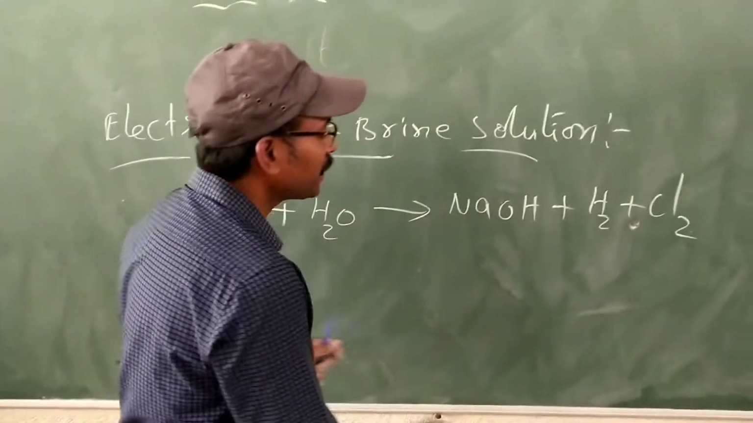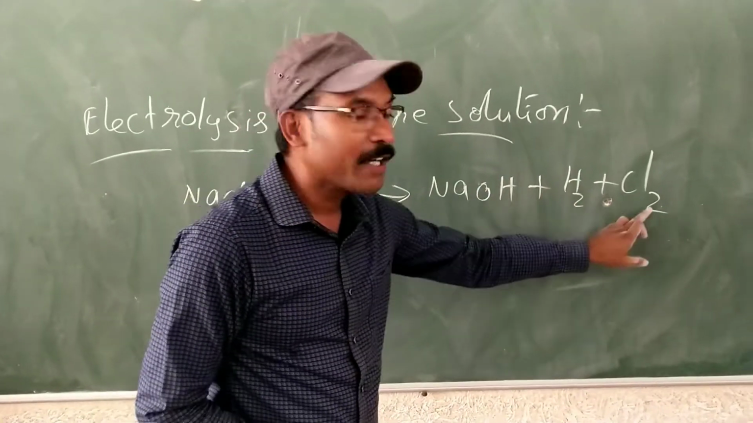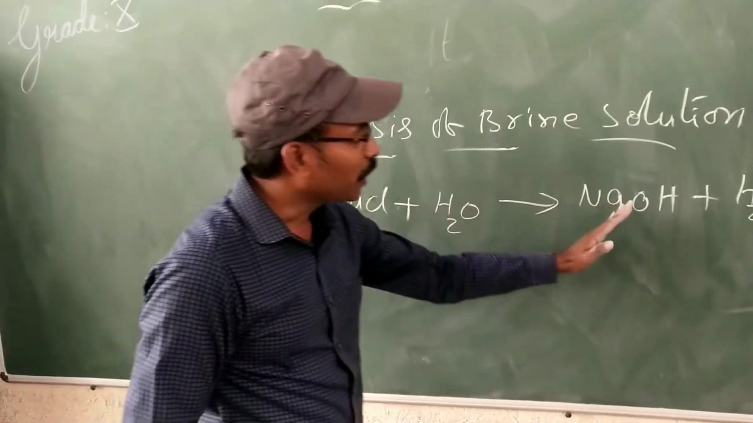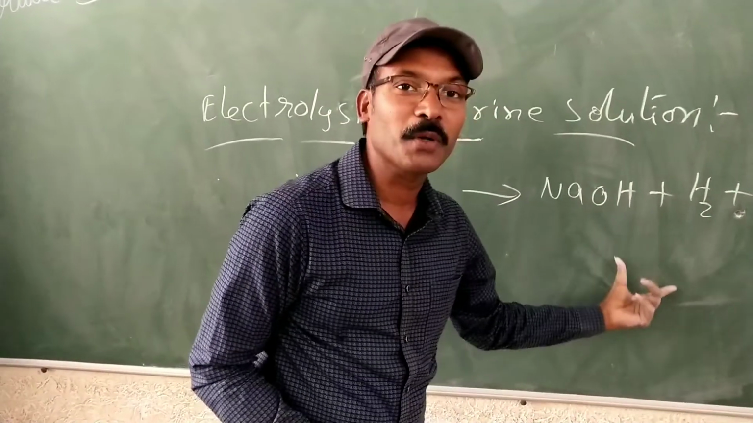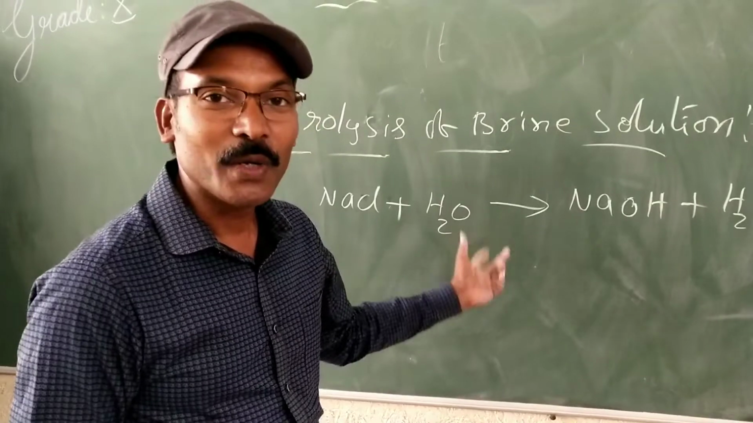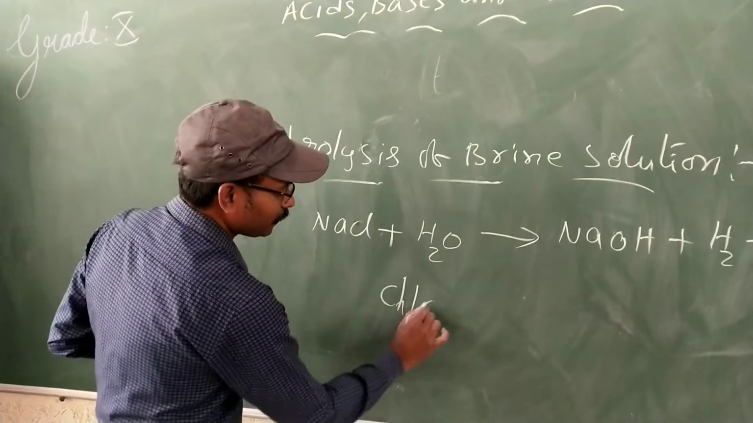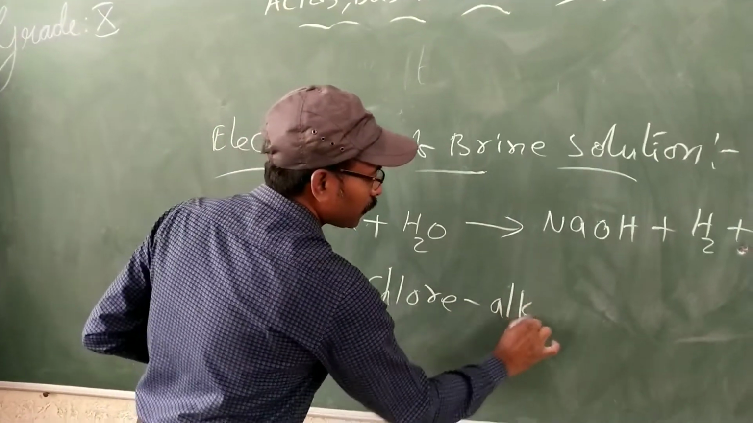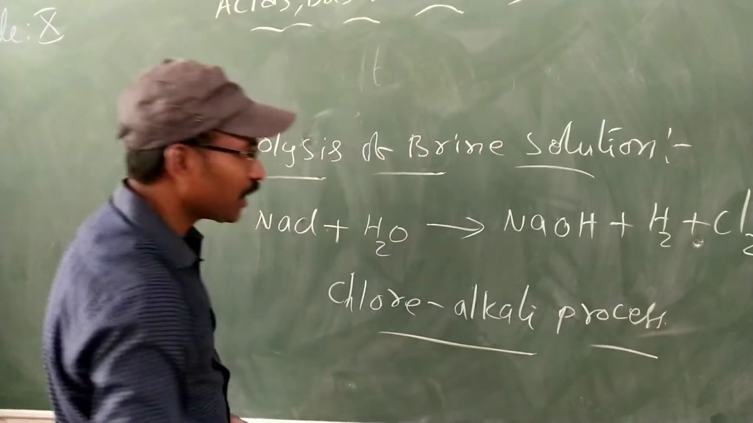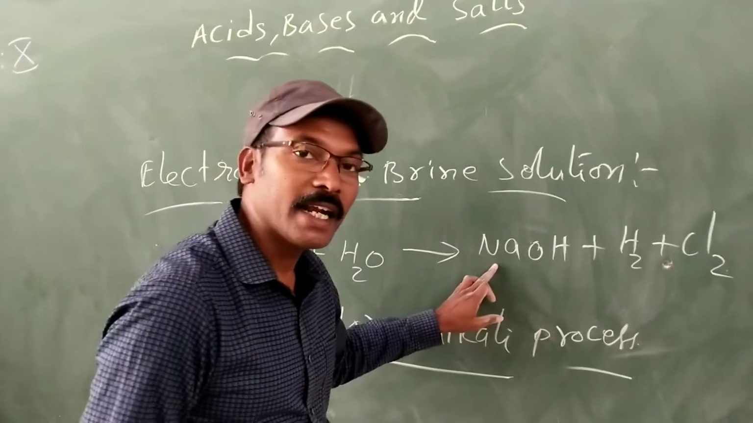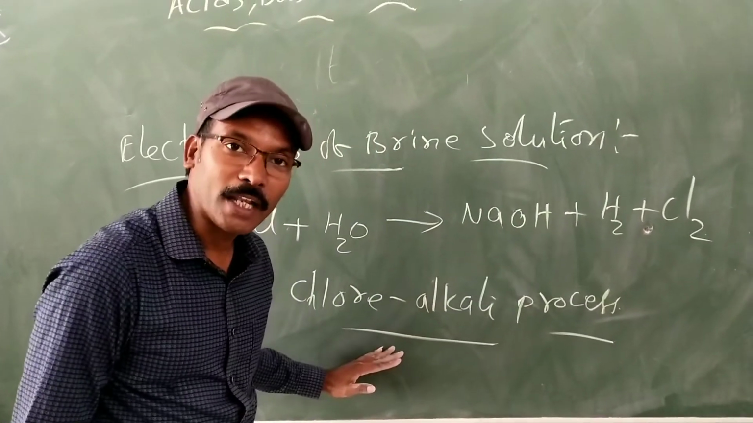So, sodium hydroxide is an alkali and chlorine is also produced. In this reaction, sodium hydroxide is the alkali and chlorine. These two are produced, which are known as chlorine and alkali. That's why it is called the chloralkali process. Got it, children? Now, let us understand the different uses of the products formed in the chloralkali process.